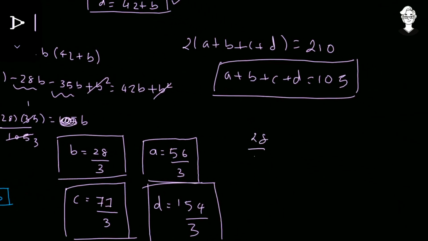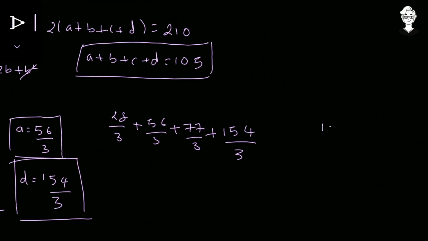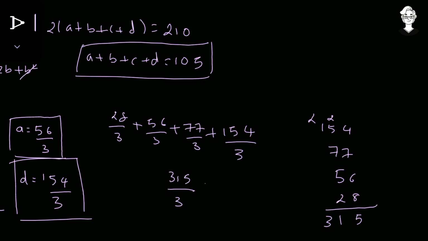So 28 upon 3 plus 56 upon 3 plus 77 upon 3 plus 154 upon 3. So I have to just calculate it. So 154 plus 77 plus 56 plus 28. So 11, 11 and 6, 17, 17 and 8, 25. So 5 over there and 2 on the top. So 2 and 5, 7, 7, 7, 14, 14 and 5, 19 and 2, 21. So 1 over there, 2 over there. So 2 and 1, 3. So we have 315 upon 3, and that is equal to 105. And that was needed, so 105.